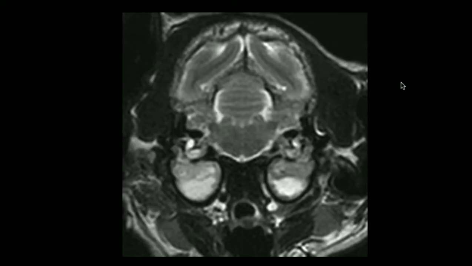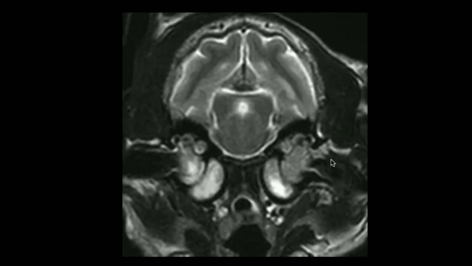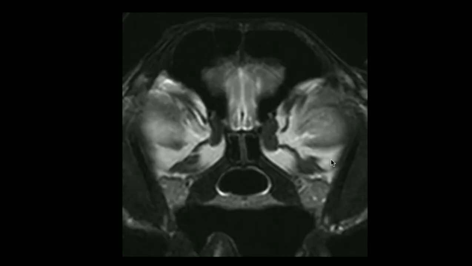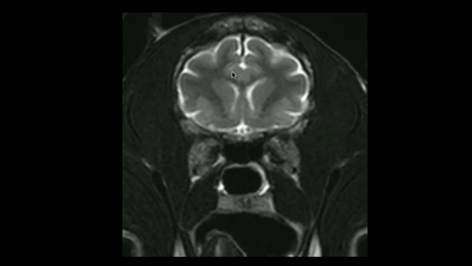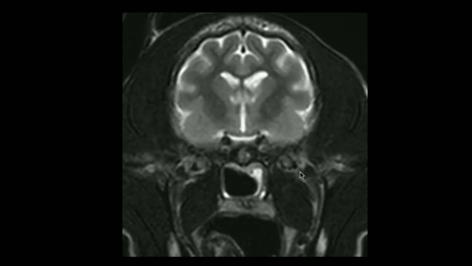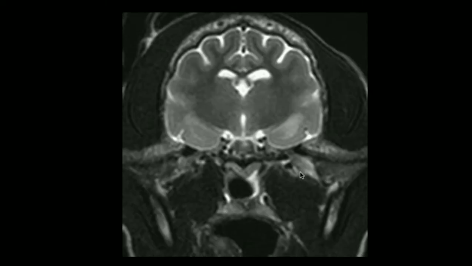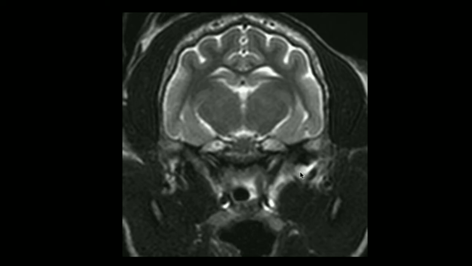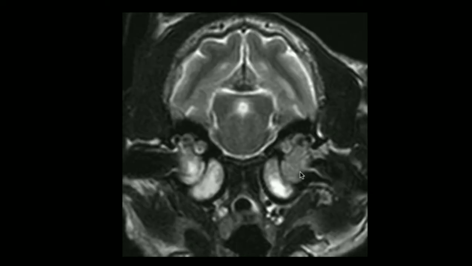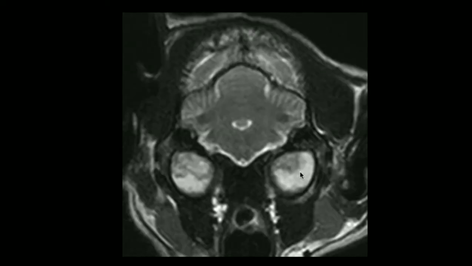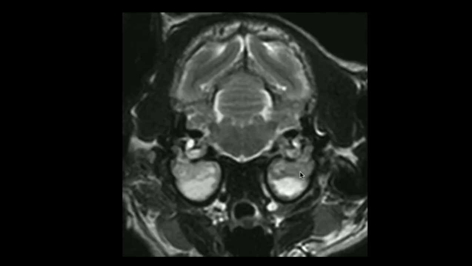So if we have a look at the transverse T2-weighted images to start with, if we just scroll through the brain, what we're really looking for is signs of asymmetry. Are there any signal alterations? Is the conformation of the brain normal, etc.? And then we obviously want to look at the cranial nerves, pituitary gland, and extracranial structures. So in this particular case, the brain looks essentially normal.